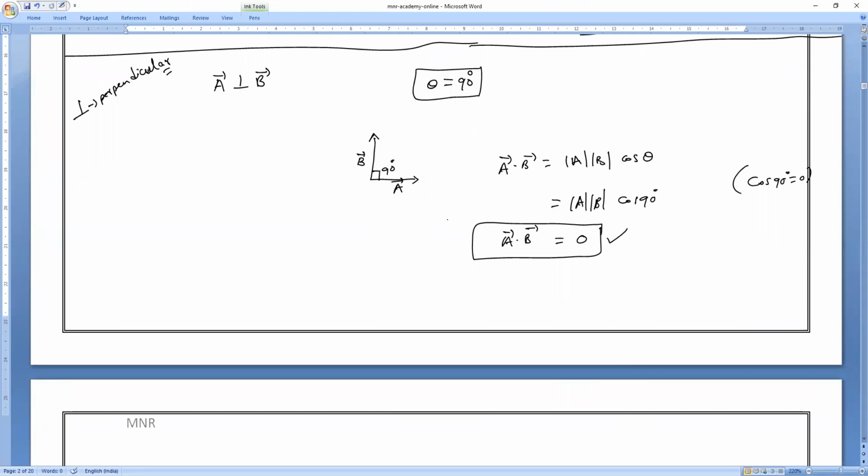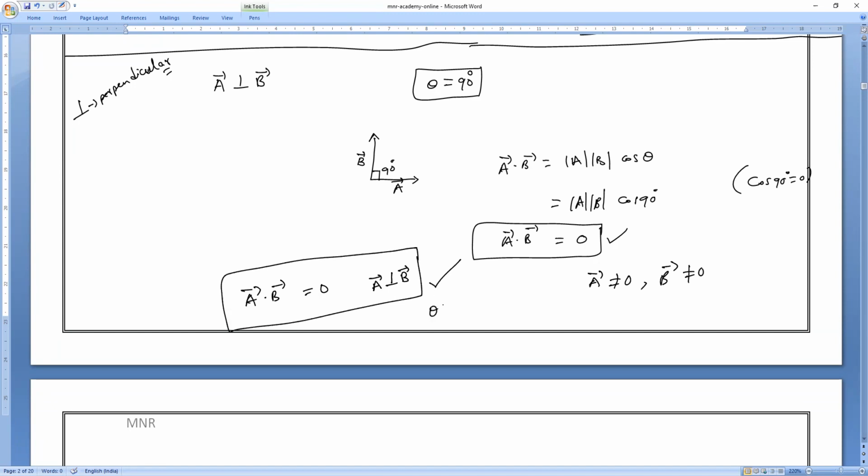But the vectors themselves are not zero. A is not equal to 0 and B is also not equal to 0. But A dot B is always equal to 0 when A is perpendicular to B. Very, very important. At this time theta is equal to 90 degrees. You can ask. Clear? So this is very, very important.